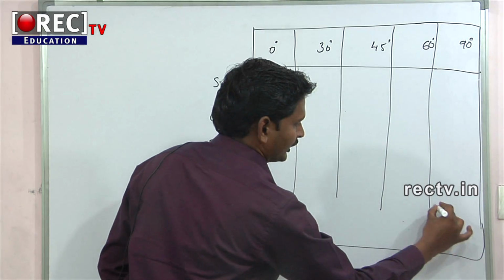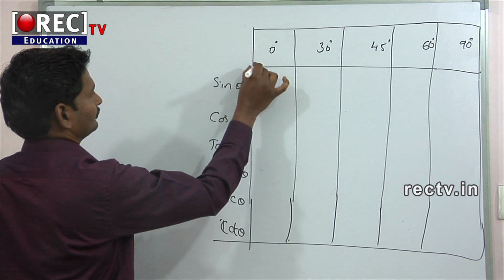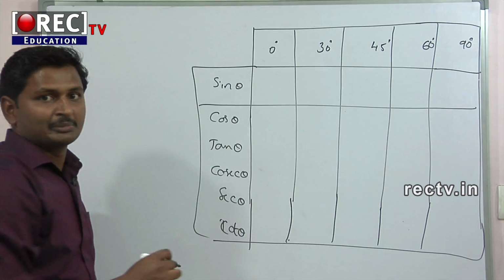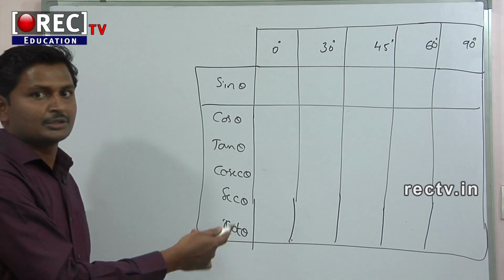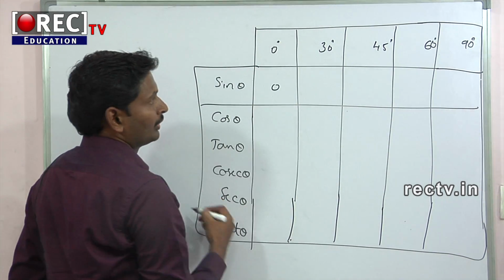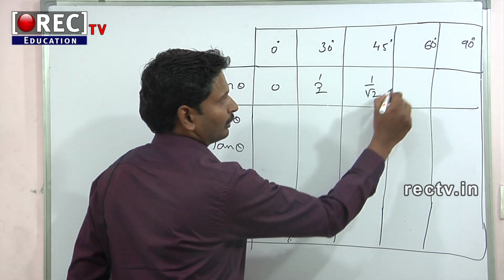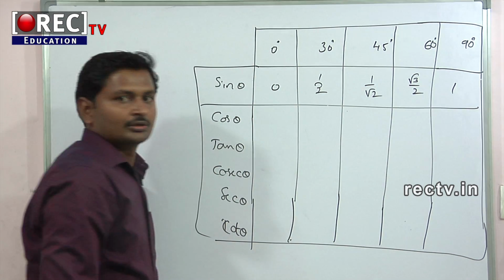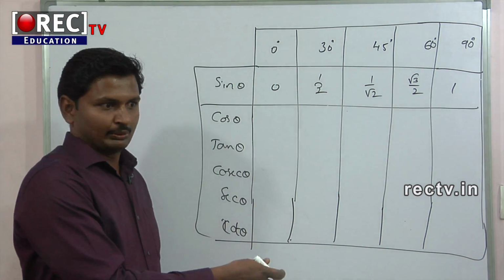This is a very important table. First you have to remember the sin values. After that we can get the values of every trigonometric ratio very easily. First one sin theta. Sin 0 is equal to 0, sin 30 is 1 by 2, sin 45 is 1 by root 2, sin 60 is root 3 by 2, and sin 90 is 1. These values we can get from right angle triangles. I will explain this later.